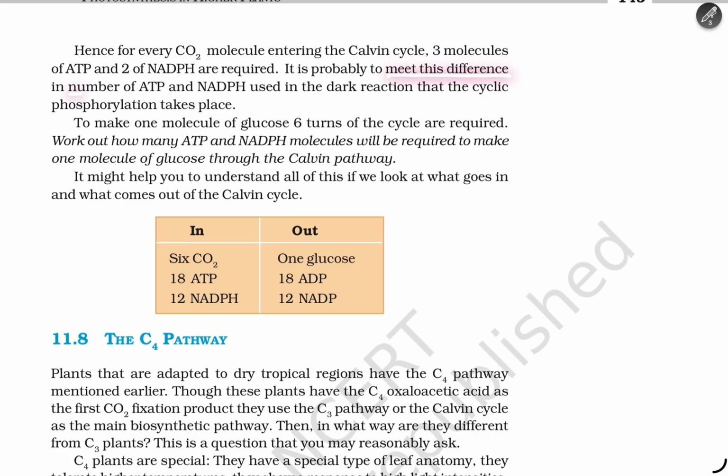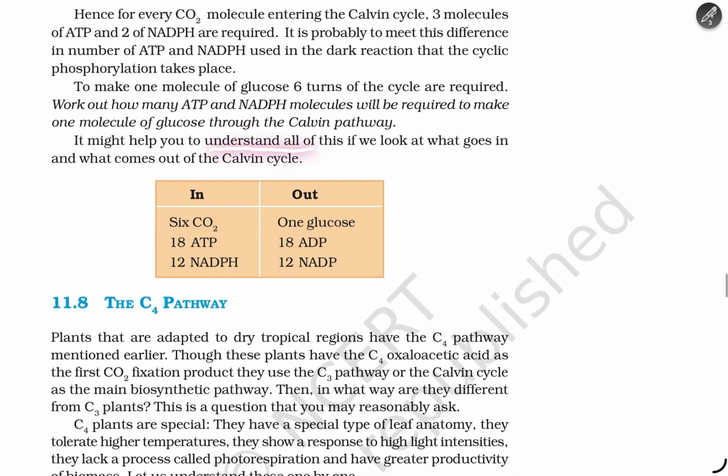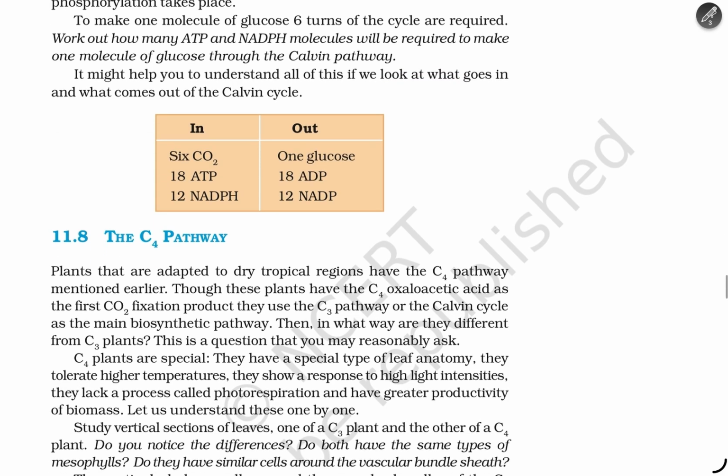It is probably to meet the difference in the number of ATP and NADPH used in the dark reactions that cyclic phosphorylation takes place. To make 1 molecule of glucose, 6 turns of the cycle are required. Work out how many ATP and NADPH molecules will be required to make 1 molecule of glucose in the Calvin pathway. It might help to understand if we look at what goes in and what comes out of the Calvin cycle: in go 6 CO2, and out comes 1 glucose, with 18 ATP and 12 NADPH giving out 18 ADP and 12 NADP.